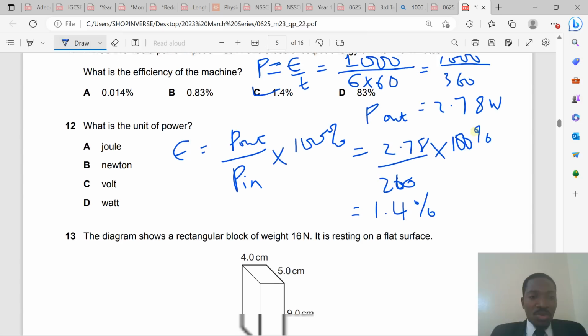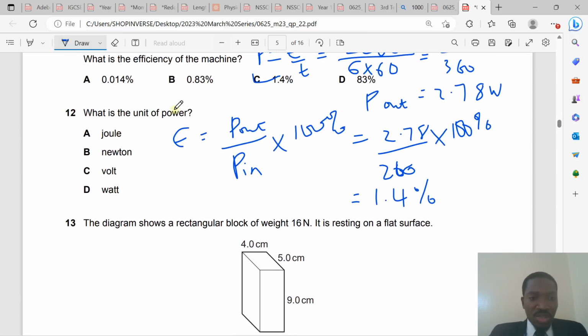Question 12. What is the unit of power? Power is measured in watts. This is the correct answer.